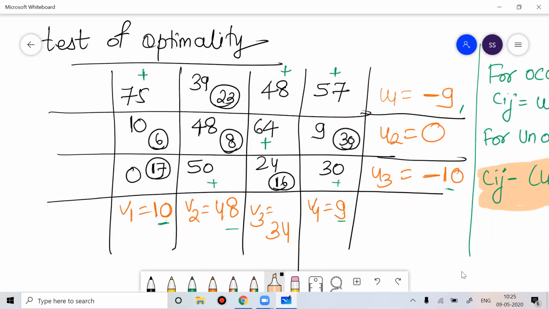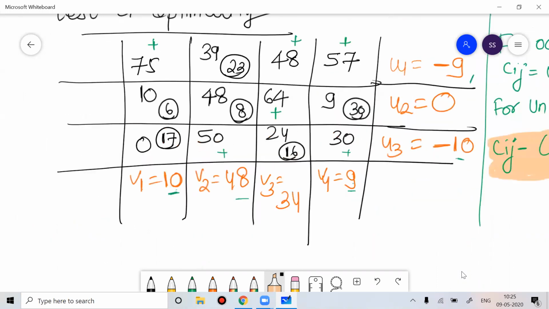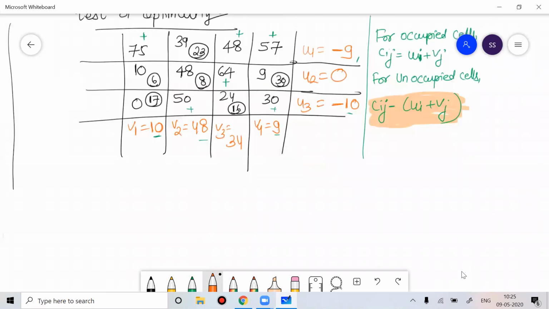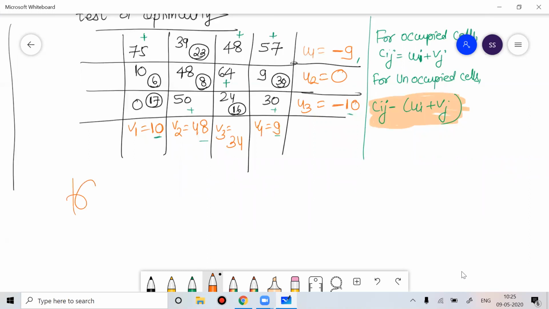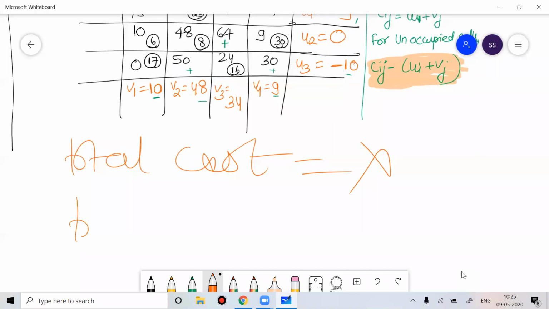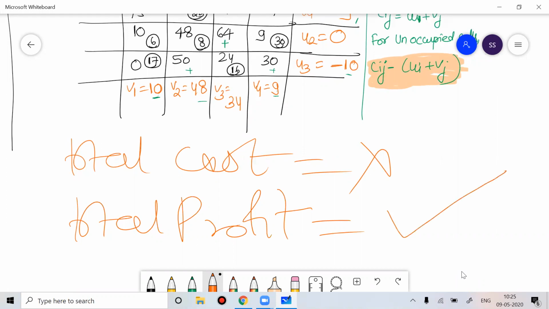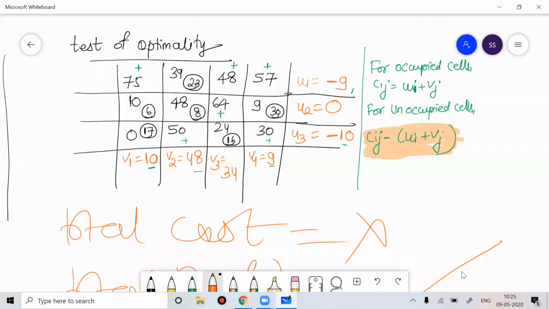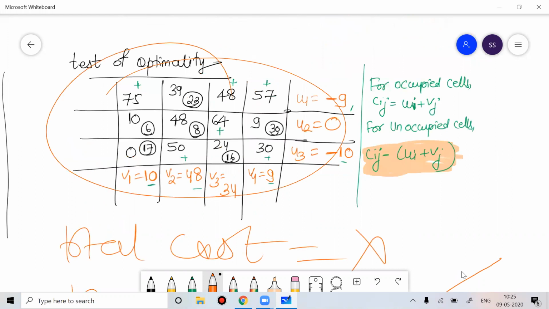Now guys, for this problem, don't find the total cost, because that was not the problem. Your problem was to find the total profit. I hope you remember. Your problem was to find the total profit, not the total cost. These values you're getting are the values of minimization. But your objective was to find maximization.